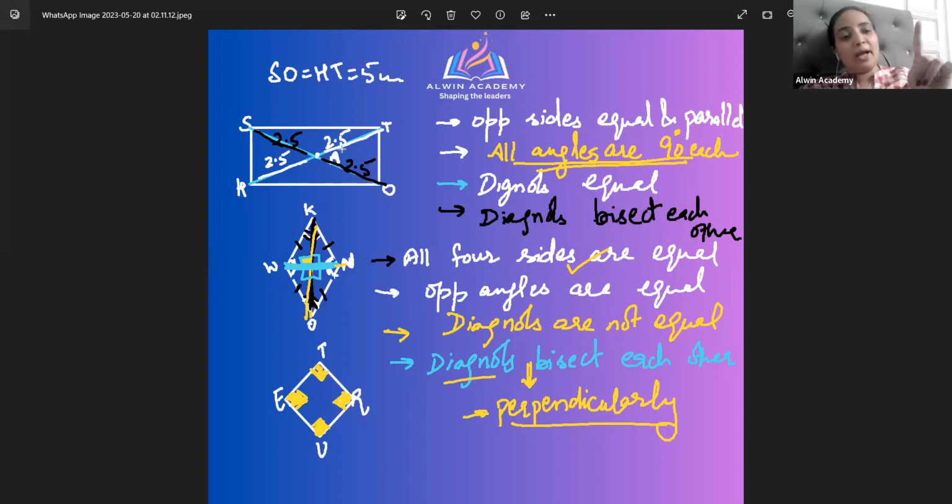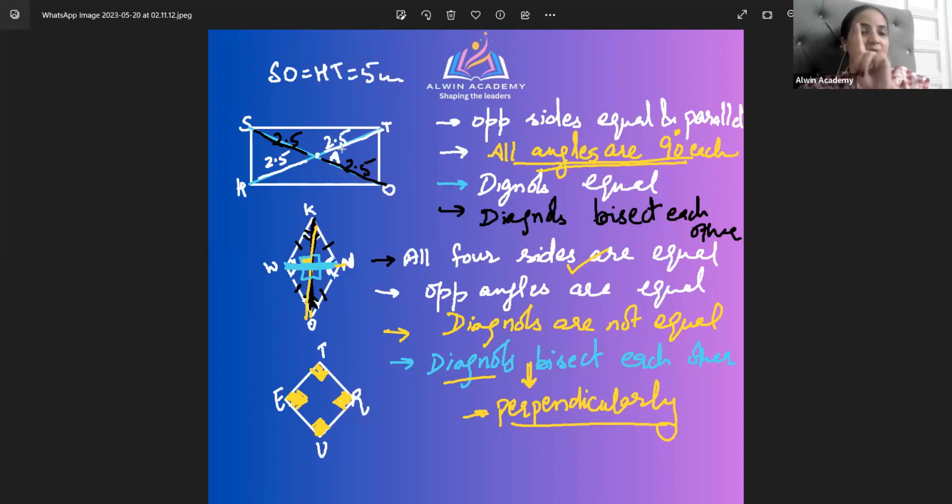So for a parallelogram, diagonals are not equal, but they bisect each other. They are never perpendicular to each other. Got it, everyone? For a rectangle, the diagonals are equal. They bisect each other, but are never perpendicular.